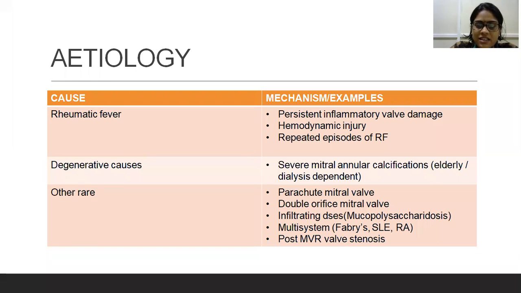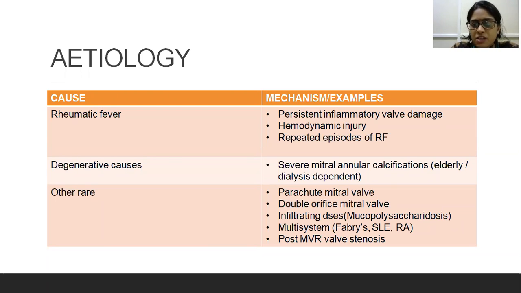Degenerative causes are seen more frequently in elderly patients, in dialysis dependent patients, patients who have calcific stenosis, calcific degeneration, severe mitral annular calcification, resulting in mitral stenosis. Other rare causes, you have congenital causes like parachute mitral valve.